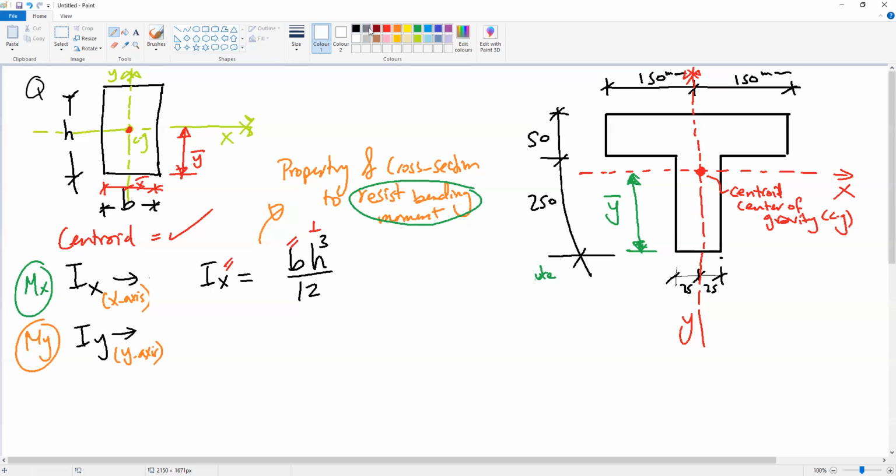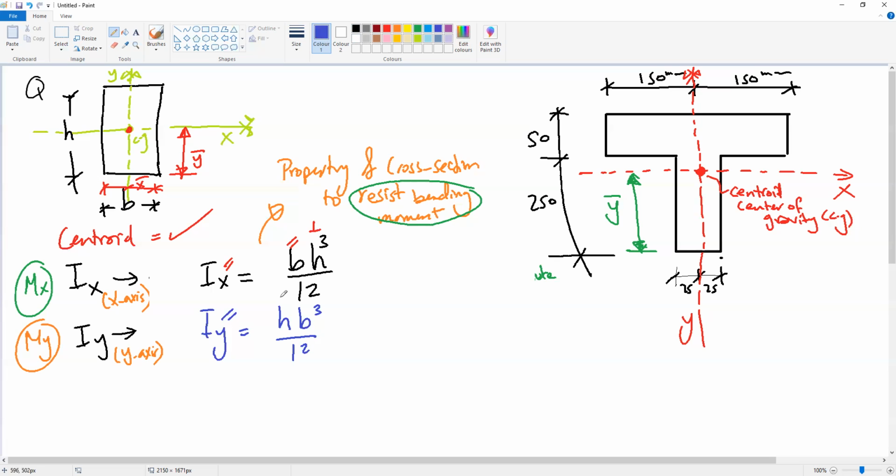So if I ask you for Iy, with the same definition, y is the vertical axis. So what is the dimension parallel to it? Which is H. So Iy equals H B cubed divided by 12.